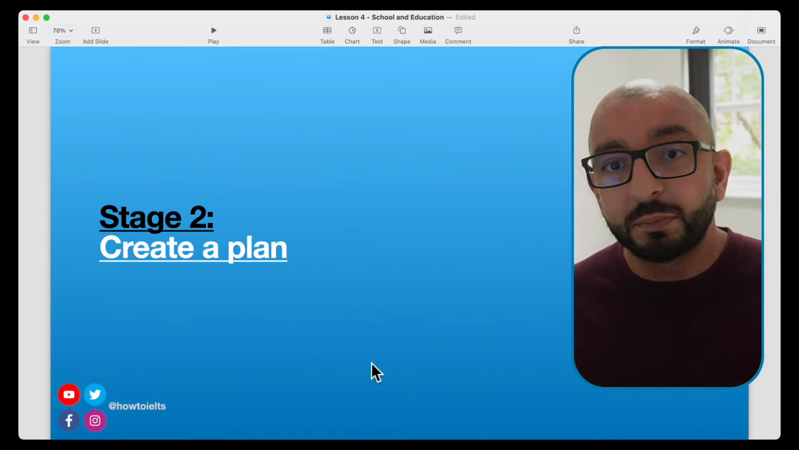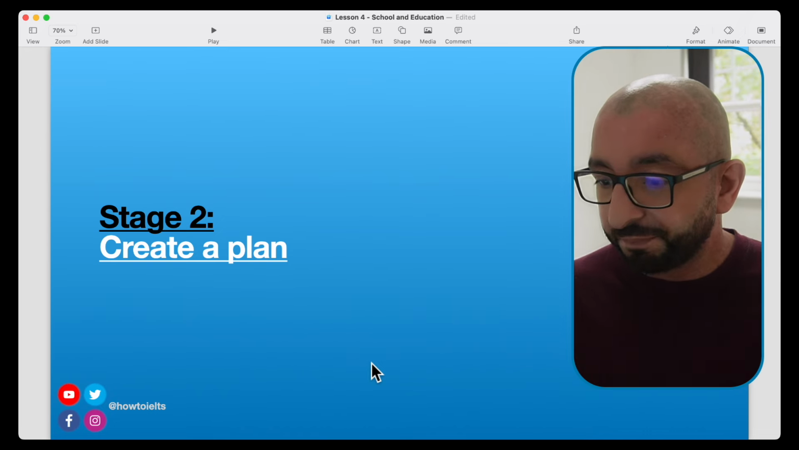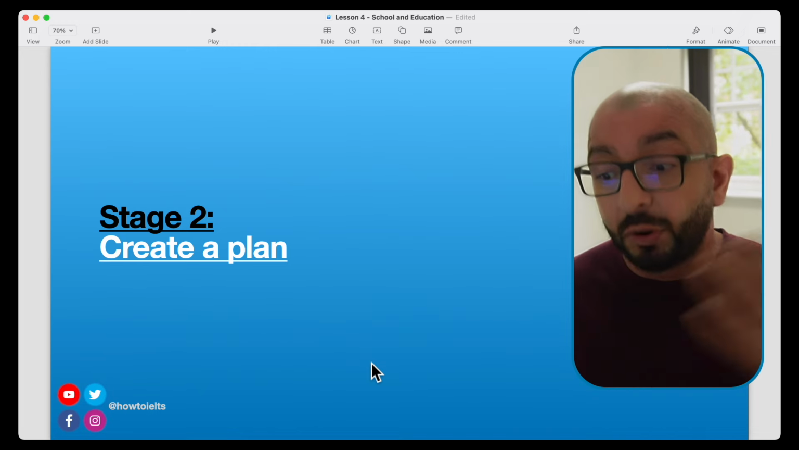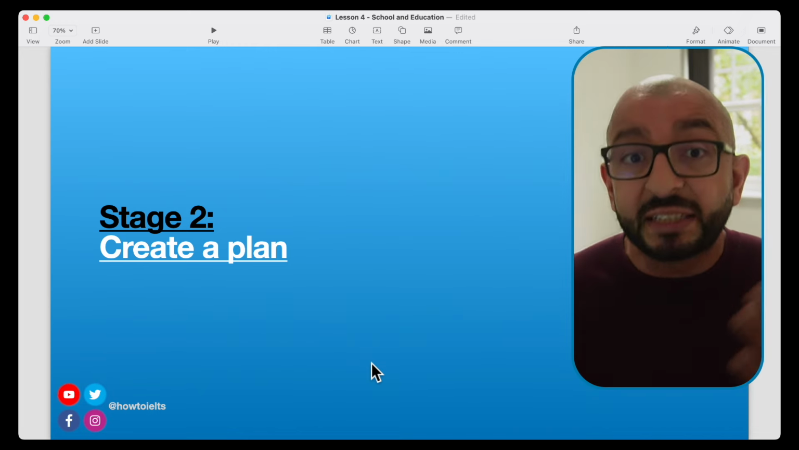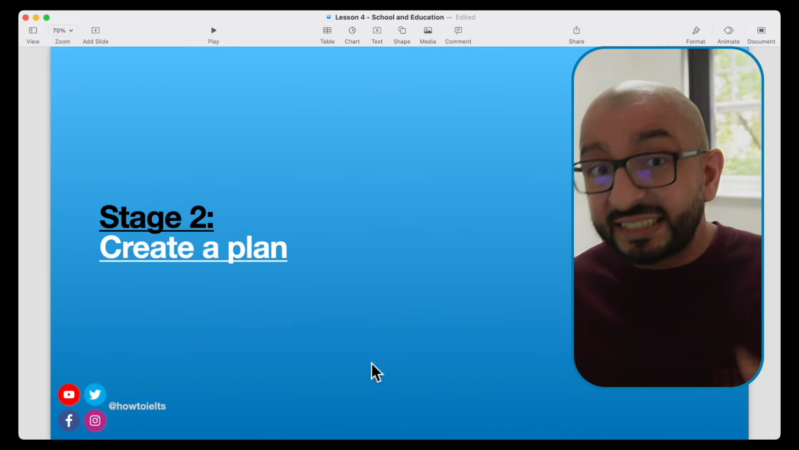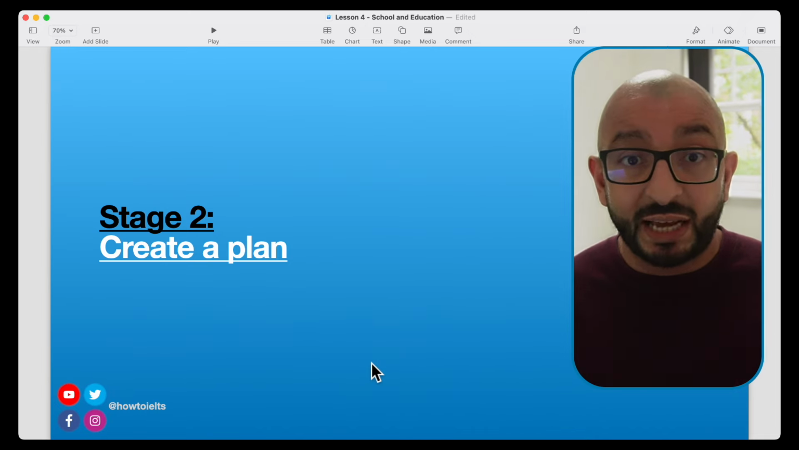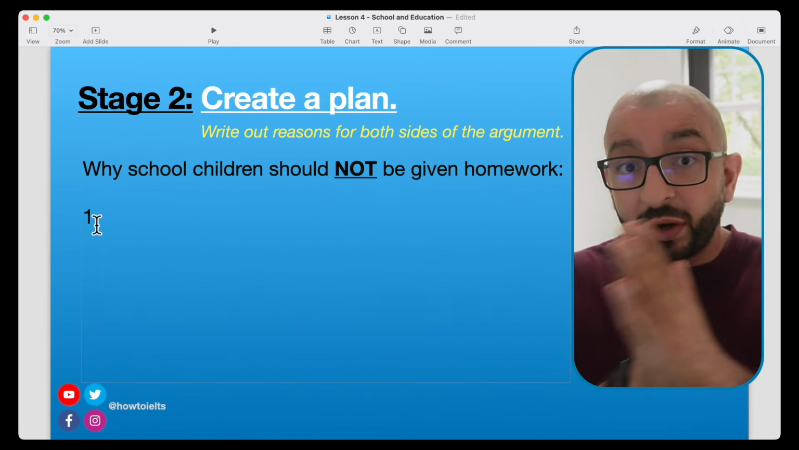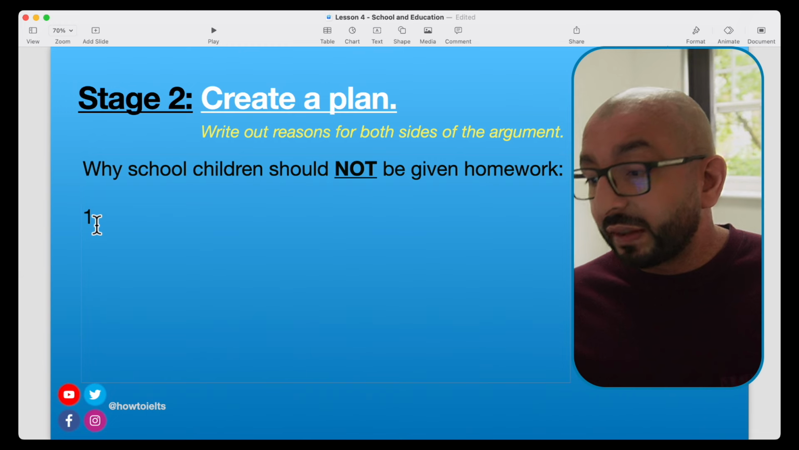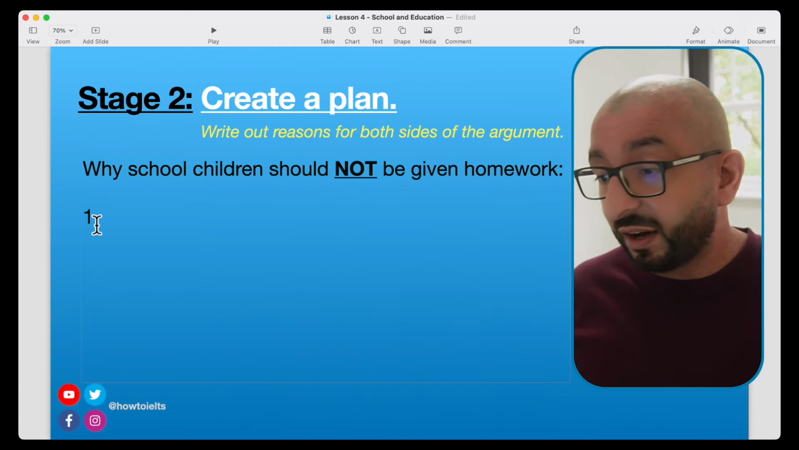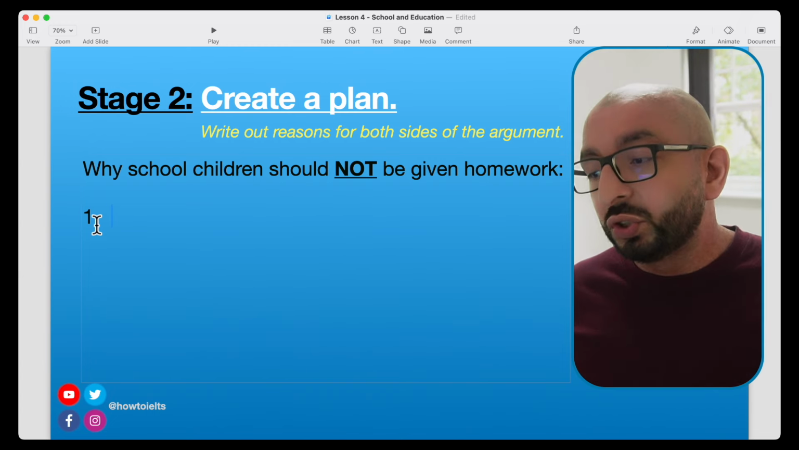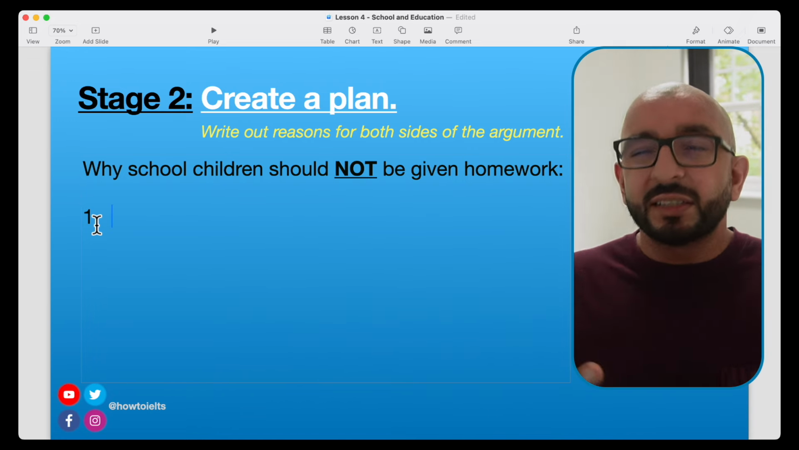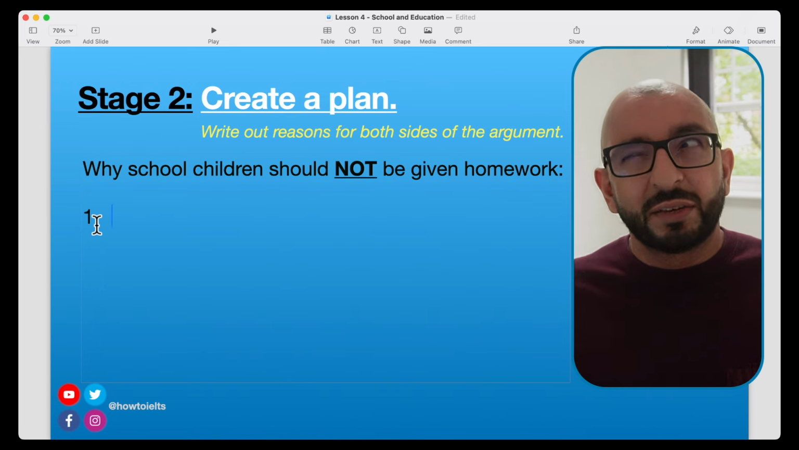Now, as I mentioned before, this stage is very, very important. In my opinion, I think it's the most important part. The better our plan is, the easier it will be for us to write out our essay. So in the plan, what we need to do is get one side of the argument. In this case, that one side of the argument is why school children should not be given homework. So I want you to think of, why should students not be given homework?